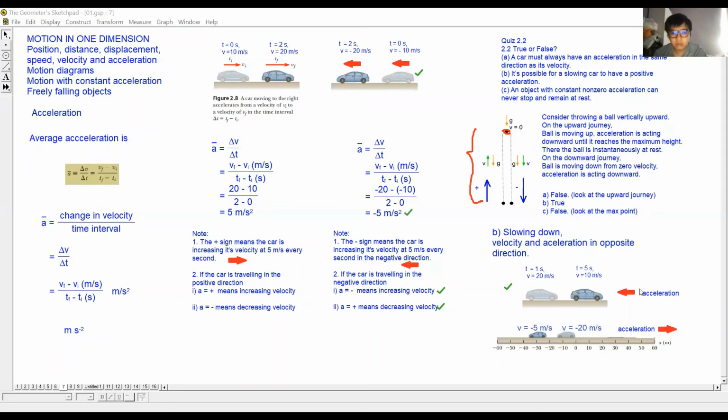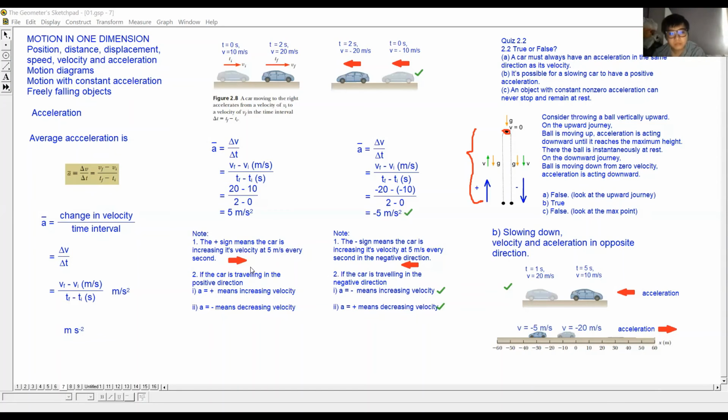Because it is slowing down, the acceleration is in the opposite direction. So it's actually a deceleration. It's actually a negative acceleration. Okay, so this is the case, what they mean by velocity and acceleration in the opposite direction. Is this okay? It is slowing down, that means the velocity and the acceleration, they are in the opposite direction.